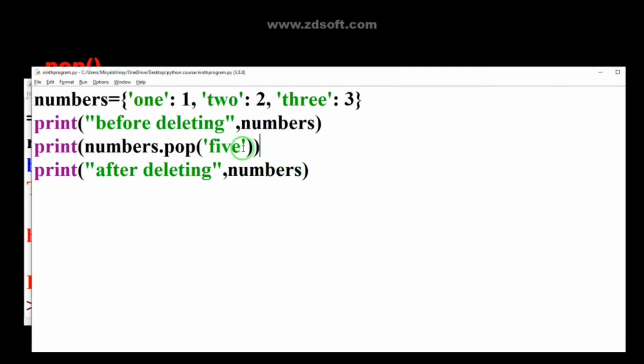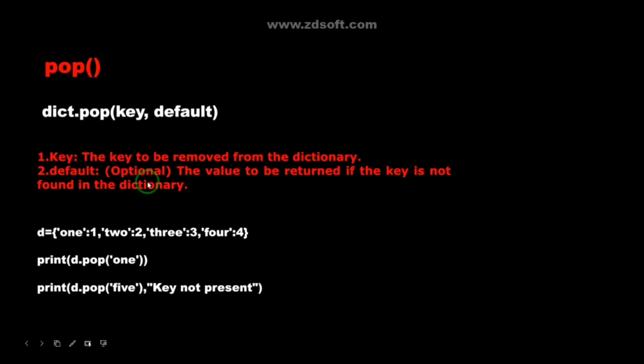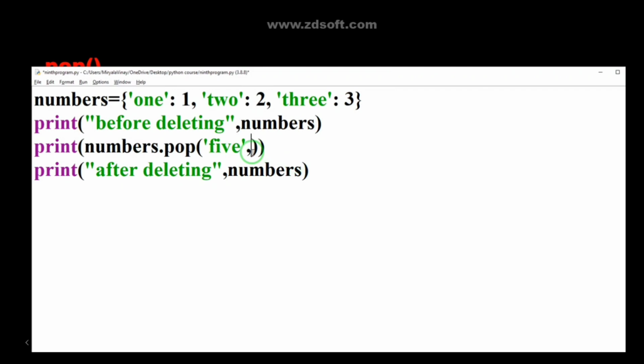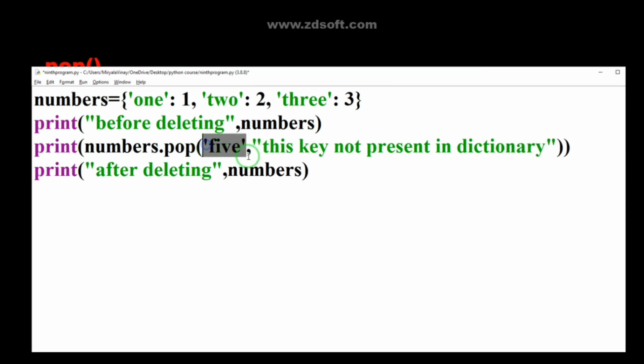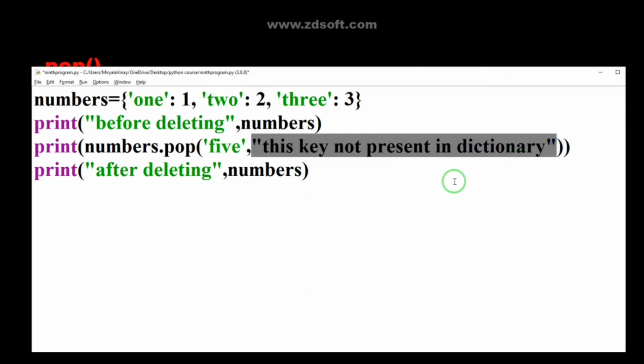In that case, you can use another argument, that is the second argument, called default. In the default place, you can mention a value, meaning if the key is not present, you can simply write "this key is not present in the dictionary." Whenever the key is not present in the dictionary, this statement will be executed. If I run this program, you can see the 5 is not there in our dictionary. In the previous case, I had nothing in the second argument, so that is why it throws an error.